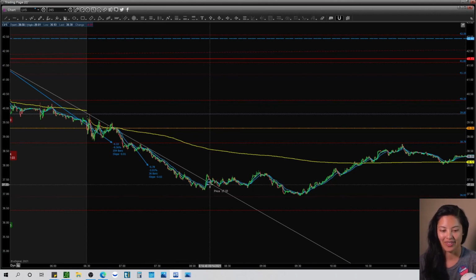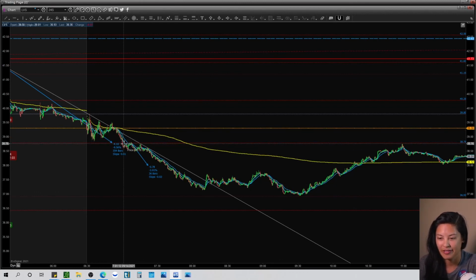So yeah, that kind of is a really good example of a perfect scenario with all of the criteria being met to take the perfect trade.